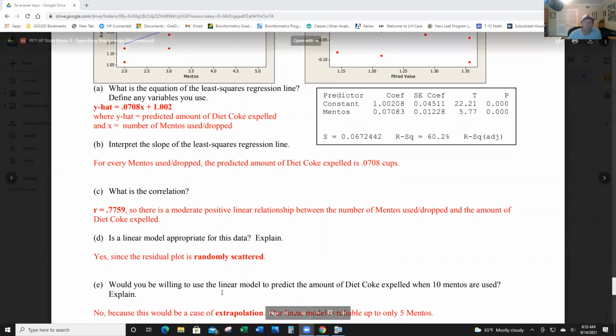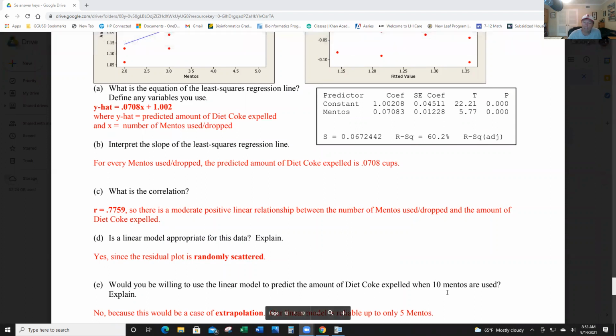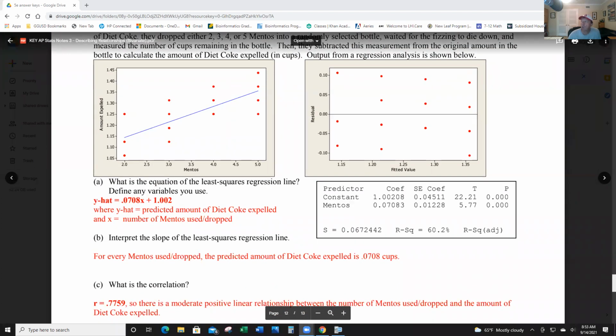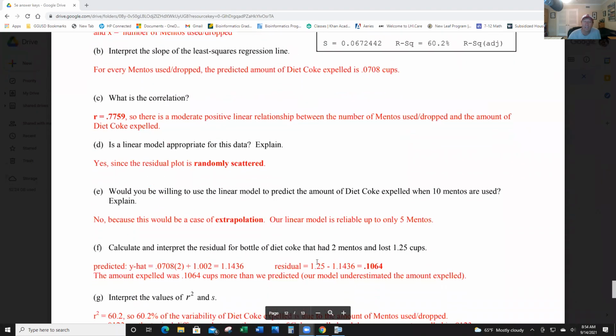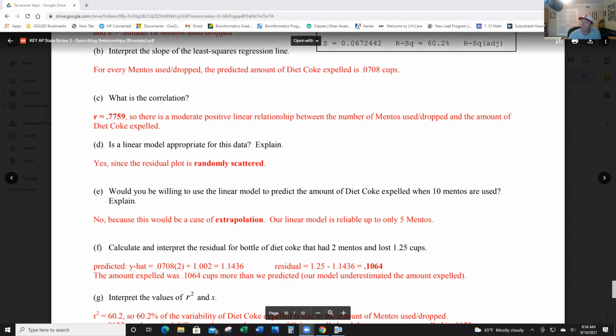Okay. Would you be willing to use the linear model to predict the amount of Diet Coke expelled when 10 Mentos are used? All right, 10. We studied 2 through 5. Would you predict with 6? Maybe. With 1 on the other end, maybe. But 10? 10 seems a little bit far from the domain of study, and maybe the trend stops being linear and turns exponential or does something else very strange. So I'm going to say no. This would be a case of extrapolation. Let me underline where I'm at. Extrapolation. Our linear model is reliable up to only 5 Mentos. That's a good answer.